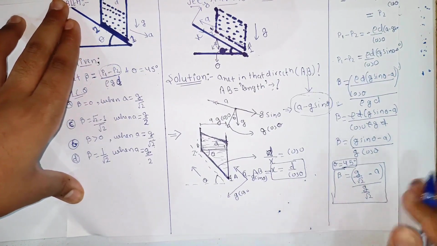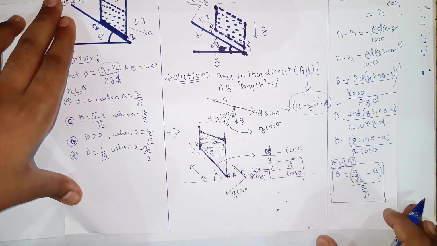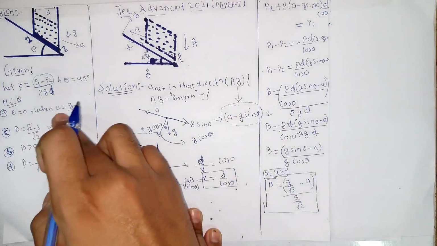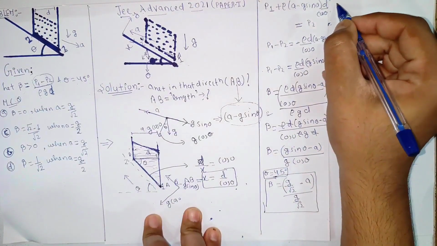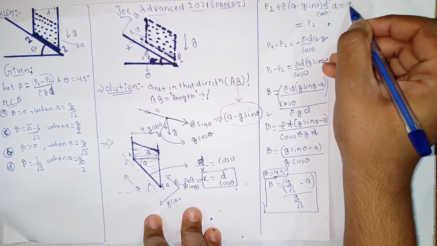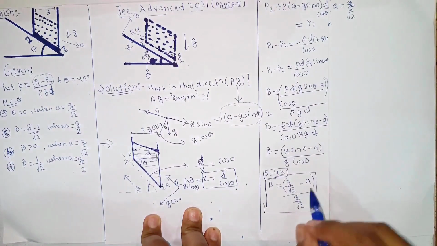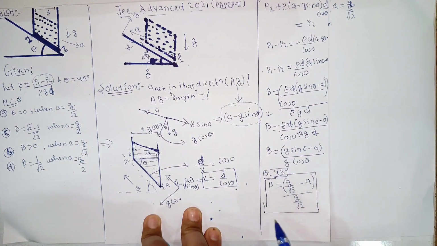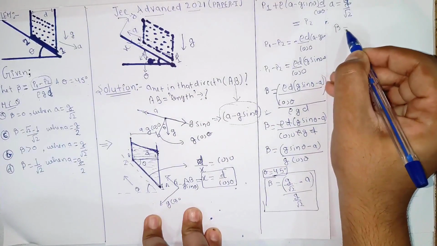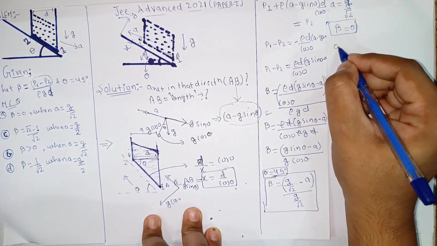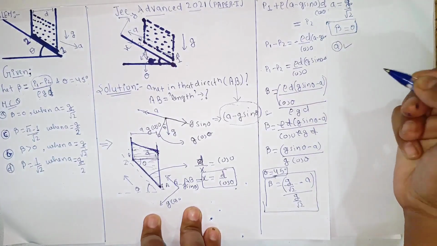Now let us put the acceleration according to the question. Let us put the first option, a equals g by root 2. Clearly we will be getting beta equal to 0, as the acceleration is g by root 2, beta will be 0. So that clearly means option A is correct.